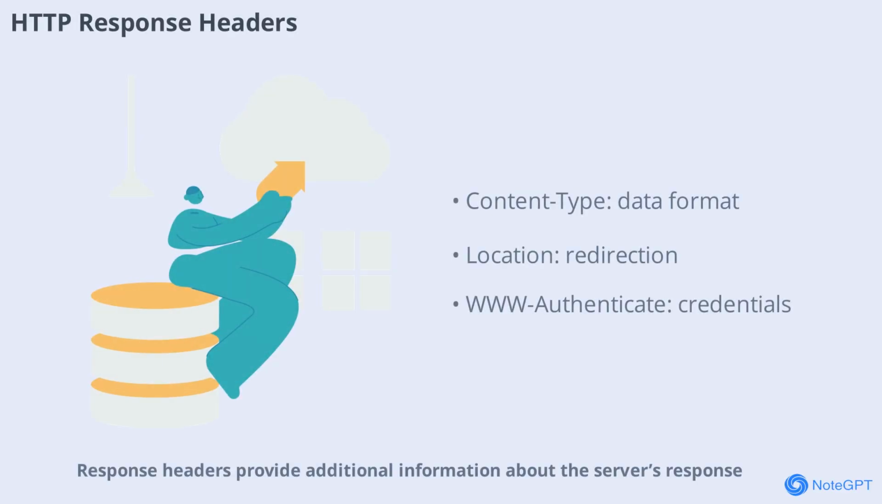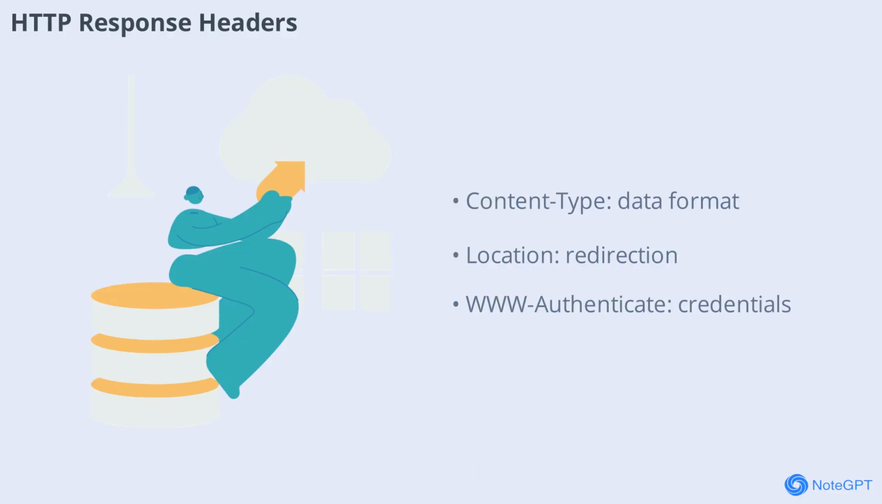Response headers provide additional information about the server's response, such as content type, server details, authentication requirements, and caching instructions. These headers help clients interpret the response and manage subsequent requests. For example, the Location header indicates redirection, while WWW-Authenticate prompts for credentials.